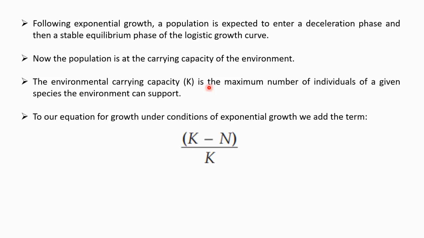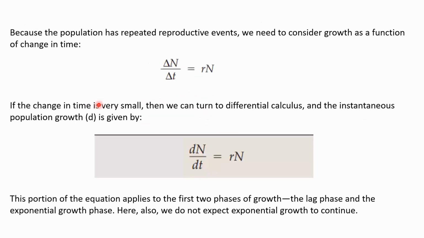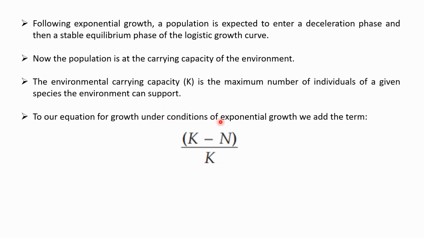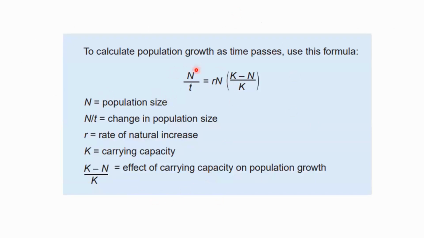Depending on the resources available in the environment, every environment has a carrying capacity for a particular species, and the maximum number of individuals of a given species that the environment can support is known as the carrying capacity, and it is denoted by K. So to our equation about the growth under conditions of exponential growth, we can add the term carrying capacity, using K minus N divided by K. Therefore, the overall equation for the total population growth as time passes is dN by dt is equal to rN into (K minus N) by K.